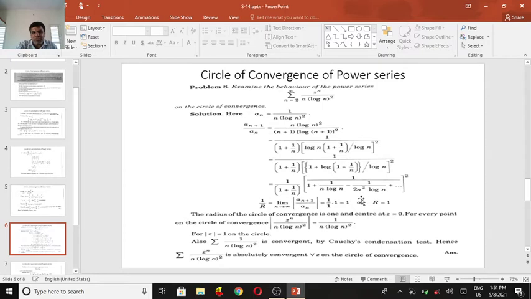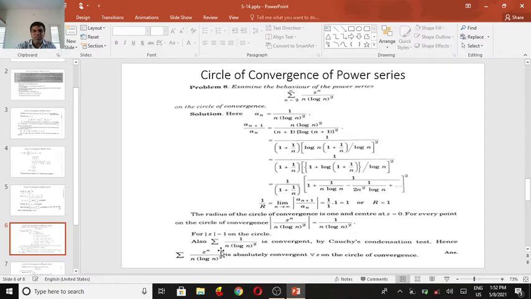So this is a finite number. If r is 1, it's finite. The circle of convergence has radius 1 and center at 0. For every point on the circle, the series converges. So the absolute value of z to the n divided by n log n, whole square, is equal to 1 by n log n, whole square. So it's fine.